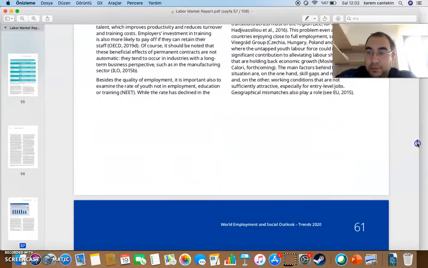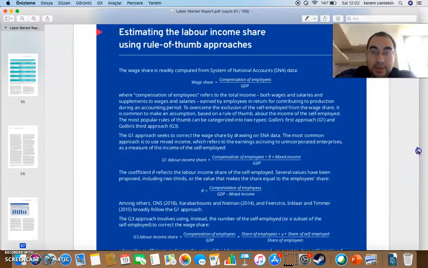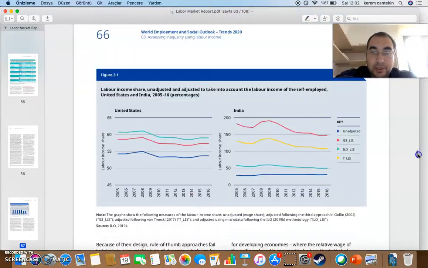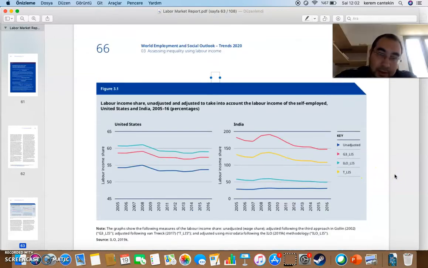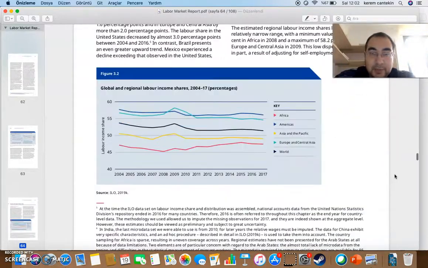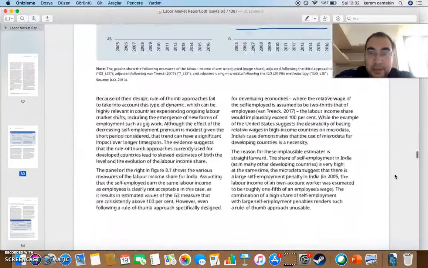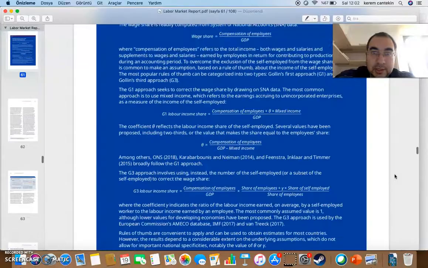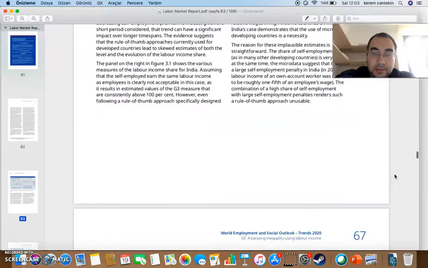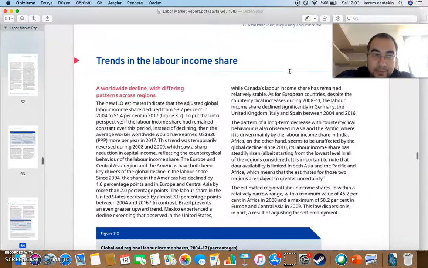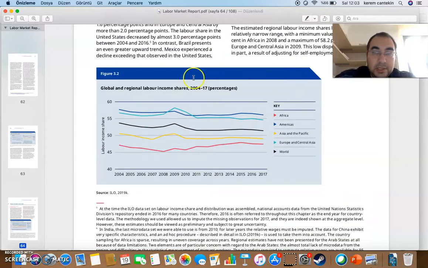And when we go further down, well, this is an interesting graph. It shows you labor income share, the total income share of labor. Well, this is United States and India. Although, let's see, there are different methods to calculate this share, and you can learn more on these methods. So the numbers by themselves might look a little bit strange, but when you look at this, this is global.